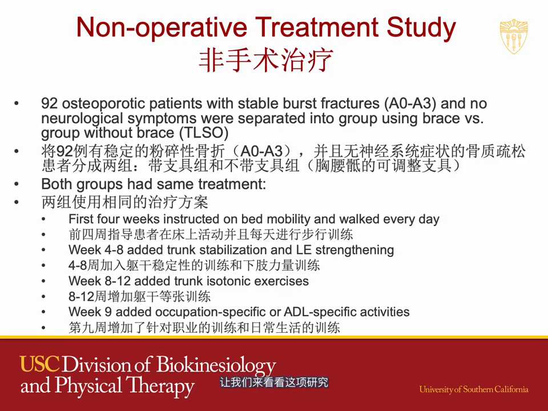So let's look at this research. This is 92 osteoporotic patients, so 92 patients who had osteoporosis. They had stable burst fractures, okay? And you can label these fractures A0 to A3. It basically means that there's compression of the vertebrae, but it's more just the anterior part of the vertebrae, okay? So that's what we say when we say that it's an A0 to A3 fracture. And so what they did was they had one group. Oh, and none of them had neurological symptoms, okay?